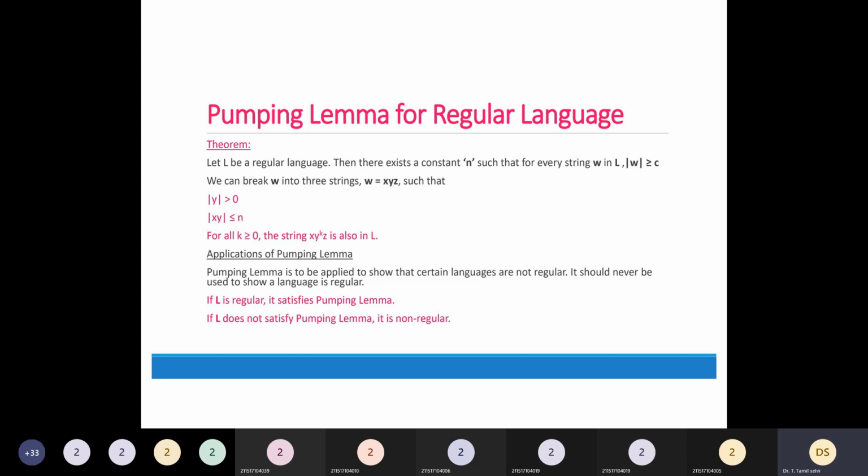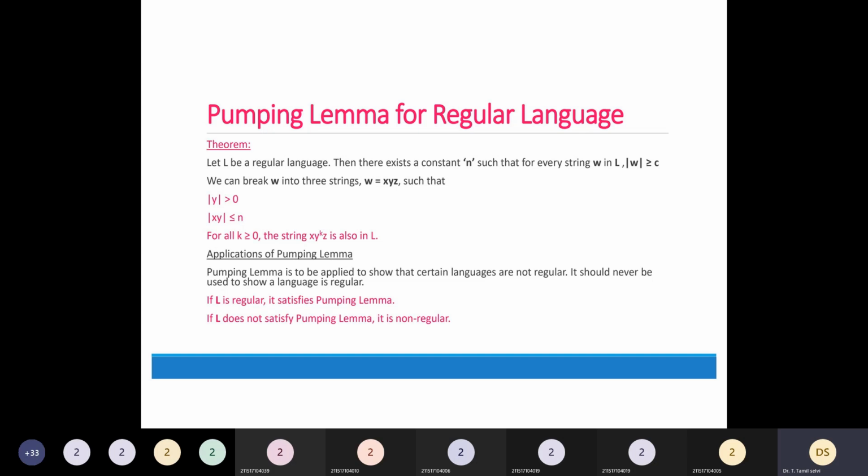The first one is that the length of y should be greater than 0. So what is y here? The intermediate part, the middle part of the given string, should not be a null string. It should be greater than 0. And then the second condition is the length of xy should be less than or equal to n. Here n is nothing but the pumping length. Modulo xy means the length of the xy part, which is the first two parts of the given string. It should be less than or equal to n.